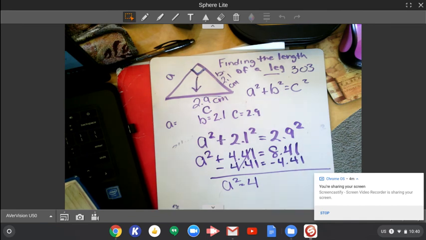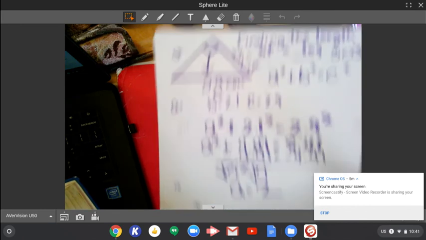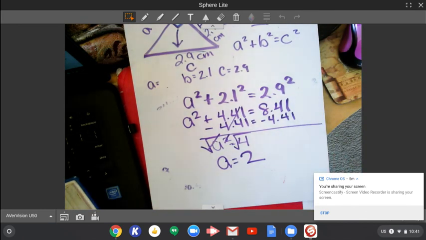Now, this is not the answer. The answer is not 4. Why? Because it's A squared equals 4. I want to know what A equals. So you simply take the square root of each side. These cancel off, and you get A equals 2.